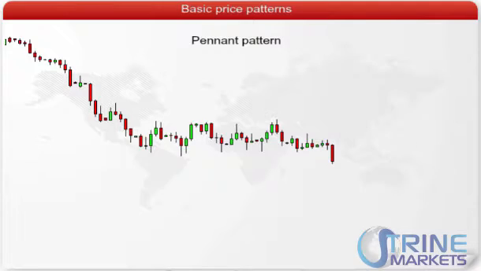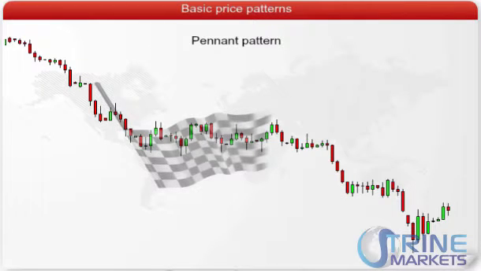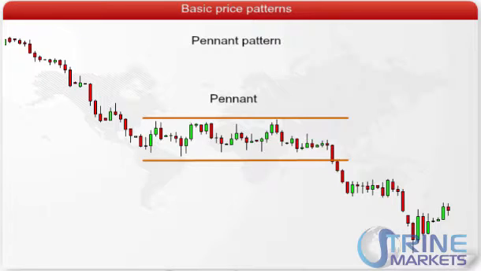Pennant pattern. The original direction of the pennant pattern indicates the trend's expected future movement. The pennant itself represents a ranging period that is created immediately after the steep trend that created the pennant's pole. The boundaries of the trading tunnel, the pennant itself, are created by the support and resistance lines, which are parallel to one another or slightly converged, creating the shape of a pennant or a flag.